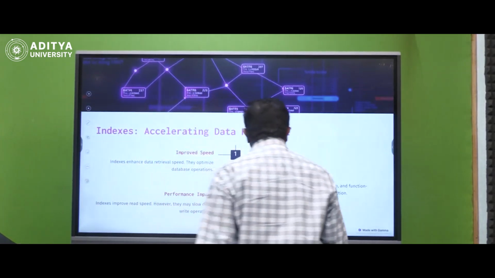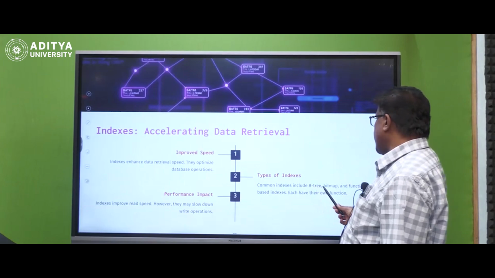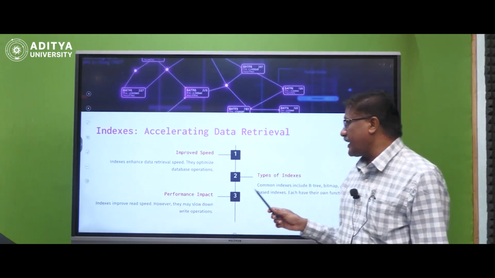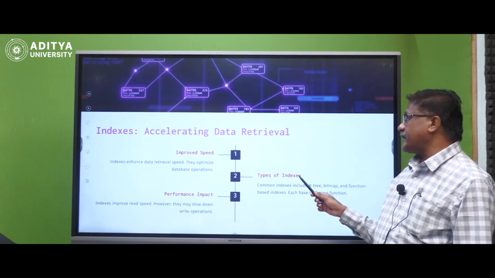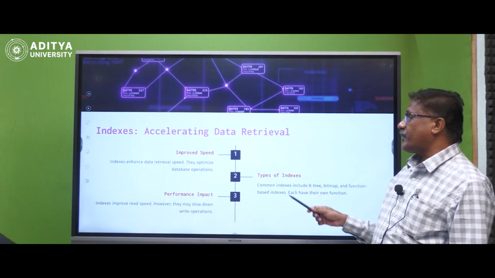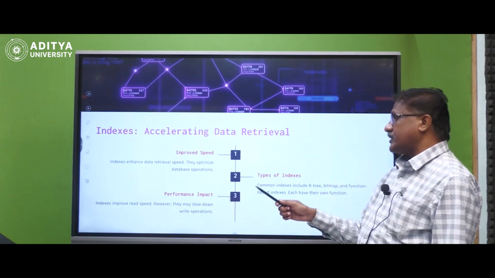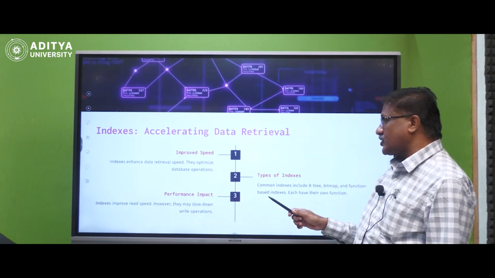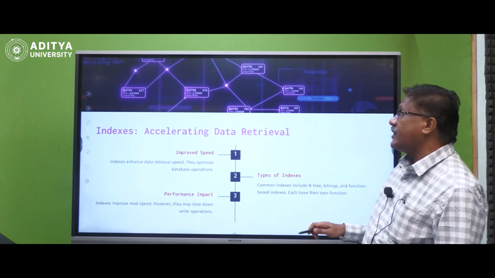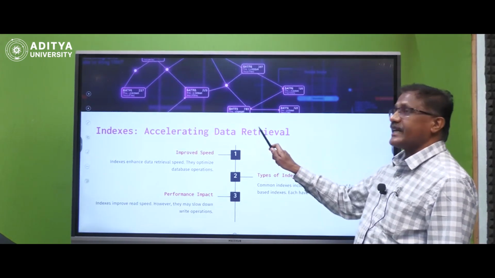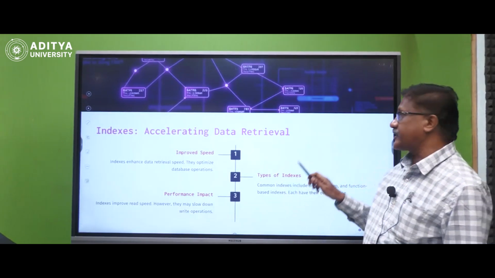Second point, what are the different types of indexes? B-tree, bitmap, function based indexes. Every index type has its own role, and they play a very important role. The third point is performance impact. Indexes improve not only the speed, but they also affect write operations. That means all indexes accelerate the power of the data retrieval process in the database.